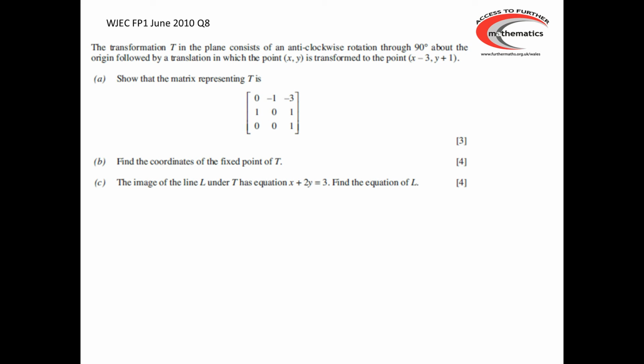So let's have a look at some exam examples now. This first one comes from the June 2010 paper. We're told that the transformation T consists of an anti-clockwise rotation through 90 degrees followed by a translation of -3 in the x direction and +1 in the y direction.